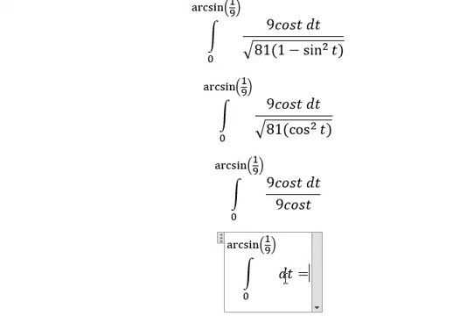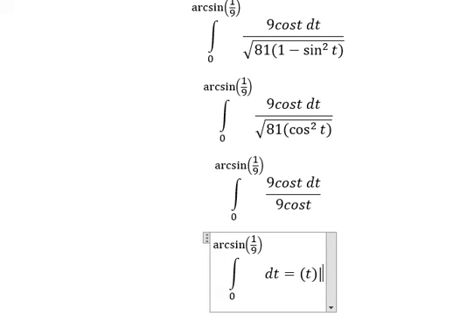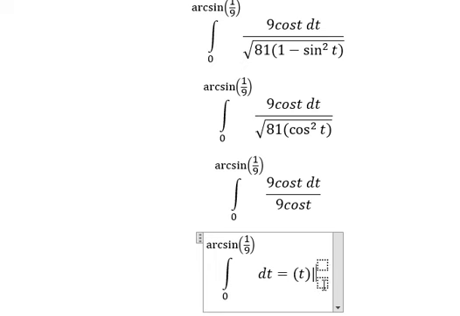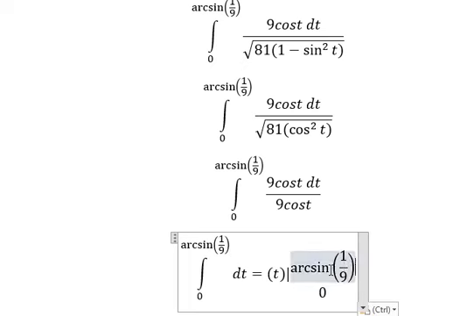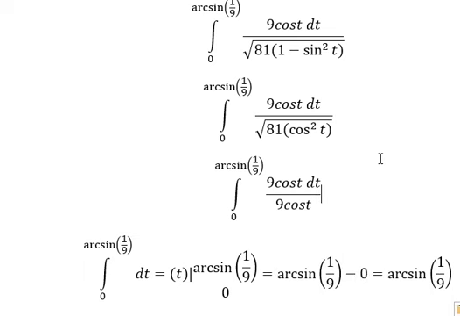The integration of this one, we have t, and we put the bounds from 0 to arc sine of 1 over 9. And that is the final answer. This is the end.